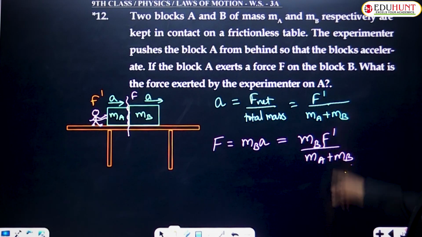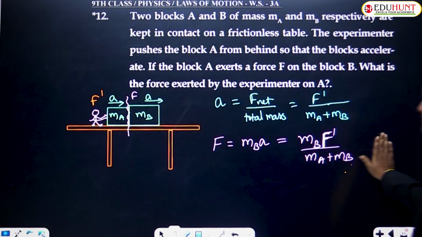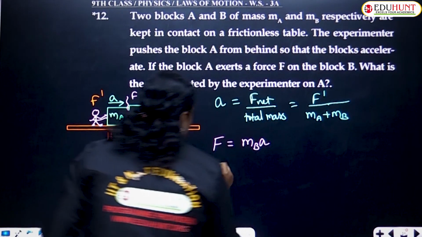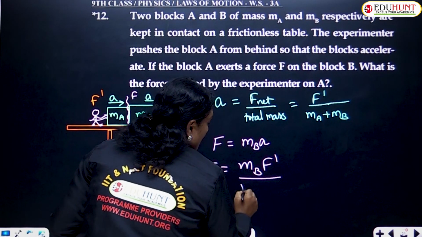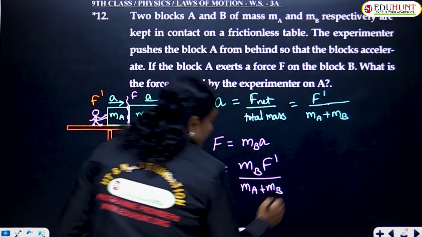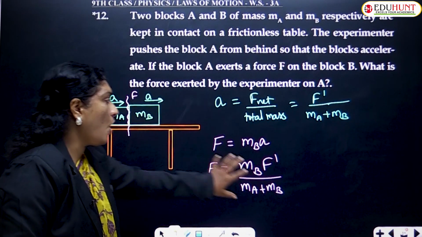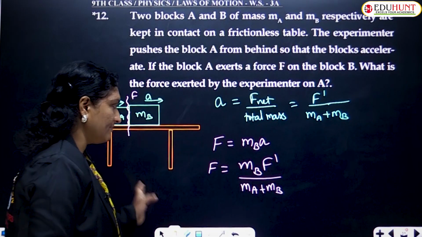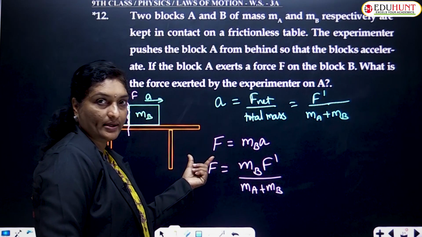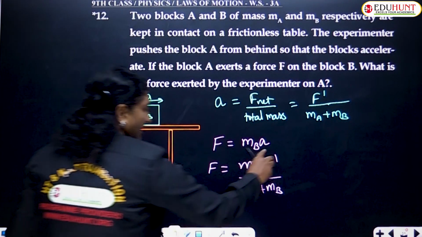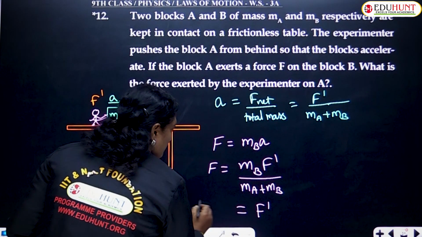Clear? But what are you asked to find out? You're asked to find the value of F dash. Clear? So let me write this down to make it more clear. What is the value of F equal to, children? MB times A is F dash upon MA plus MB. I would like to find the value of F dash. In order to find the value of F dash, I need to bring all the other leftover terms to the left side. Whenever I bring these factors to the left side, the denominator will come to the numerator and the numerator will go to the denominator. Hence, keeping this F dash here, we have the total term on the other side. What is the total term, children?